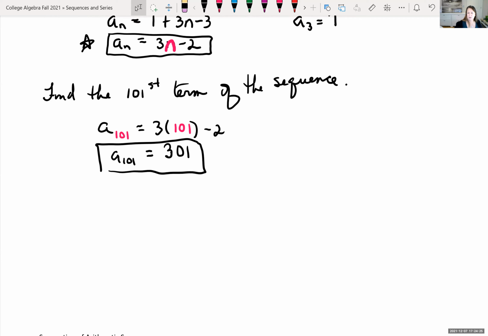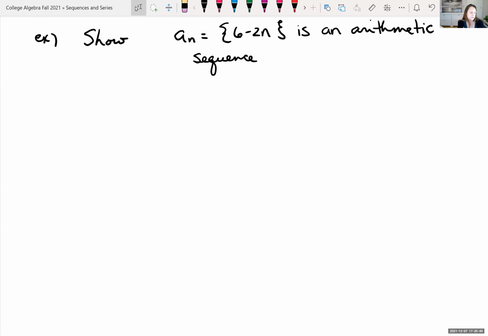So the following example asks us to show that the sequence is arithmetic, and the sequence it gives us is a sub n equals 6 minus 2n. So again, we got to go back to some of the formulas. And so by definition, we know that it's arithmetic if we take a term minus the term before, and we always get back the same number d. And so we're going to do that. We know what a sub n is. We're given that. Let's look at what a sub n minus 1 is.